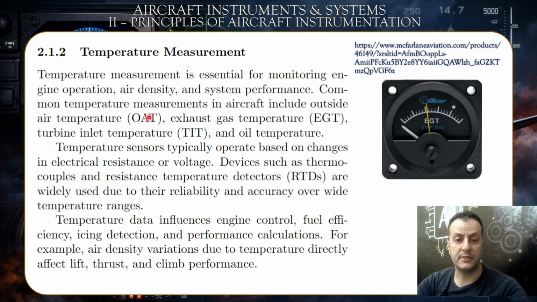Now, common temperature measurements in aircraft include outside air temperature, or OAT, and EGT, or exhaust gas temperature, which is the temperature of the air at the exhaust of the engines, okay, which is the exit of the engine. It can tell us whether the engine is overheating or not, okay. And you have the turbine inlet temperature, or TIT, which is the inlet of a turbine where it's sucking the air, okay. So it is at the level of intake of the air where we're measuring the air temperature. And also the oil temperature.